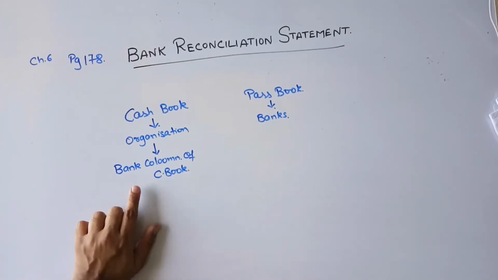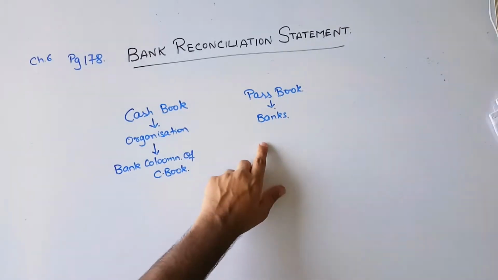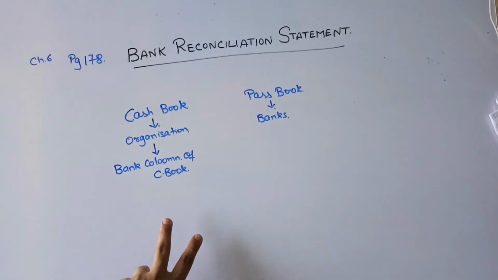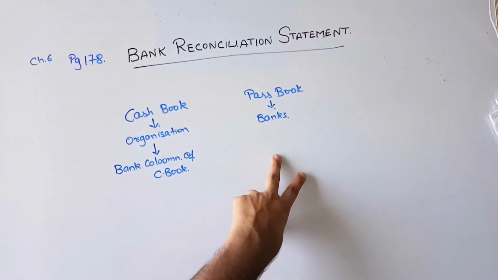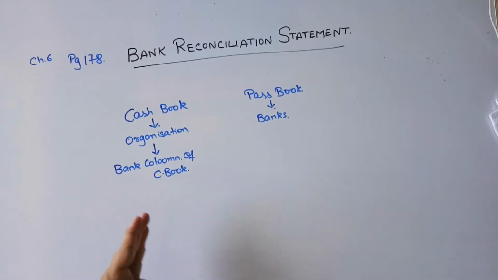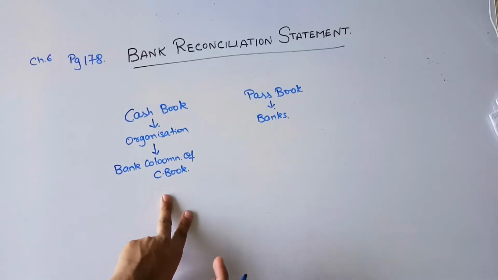So there might be certain entries which are recorded in the bank column but not recorded in the passbook. And the other way around, there are some entries which are recorded in the passbook by the bank but have not been recorded in the cash book, either because of some error or because of some time difference. Time difference means there is some time gap, as we had discussed in the previous class, because of which the transaction has not yet been recorded in the cash book.